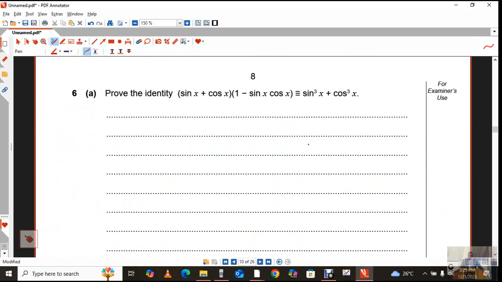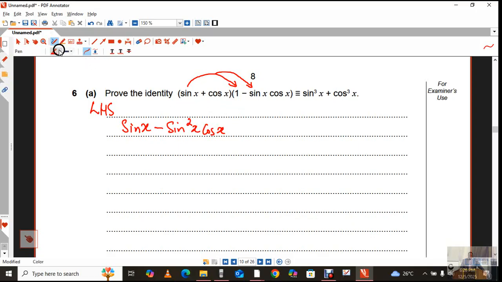Right, the next question. Prove the identity (sin x + cos x)(1 − sin x cos x) is identical to sin cube x plus cos cube x. So I'm going to take the left hand side and expand it. I multiply this times that, which is sin x. Then that times that, which is minus sin square x cos x.